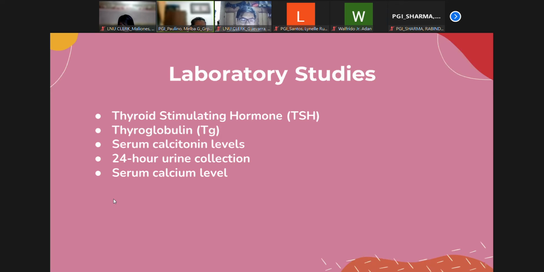For the serum calcitonin levels, these are not typical initial tests for patients with a thyroid nodule unless the patient has a family history of any thyroid carcinoma. And the serum calcium level should be measured to exclude any hyperparathyroidism. Next slide, please.